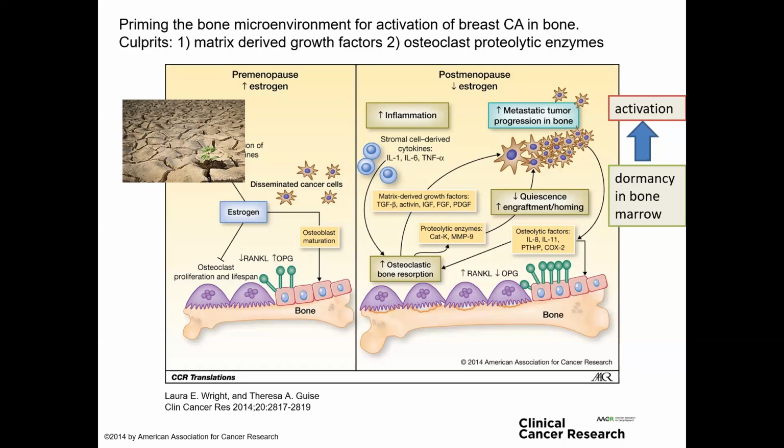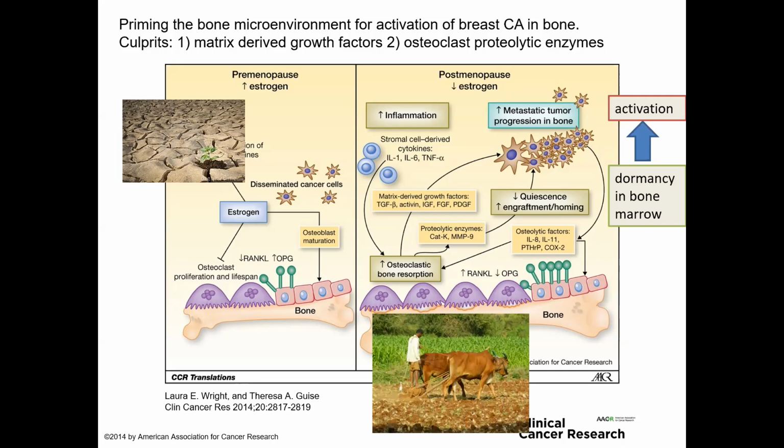And if we go to the postmenopausal state, you have osteoclastic bone resorption. And this has been talked about in the context of metastatic disease, where you have the bone matrix being turned over and the liberation of these matrix-derived growth factors here. So that could stimulate the dormancy of these cells in the marrow and promote metastatic progression in bone. Okay. And here, you can think of it as a plow, and like the soil is being turned over. So that's the more fertile soil in the postmenopausal state, as opposed to the premenopausal state.